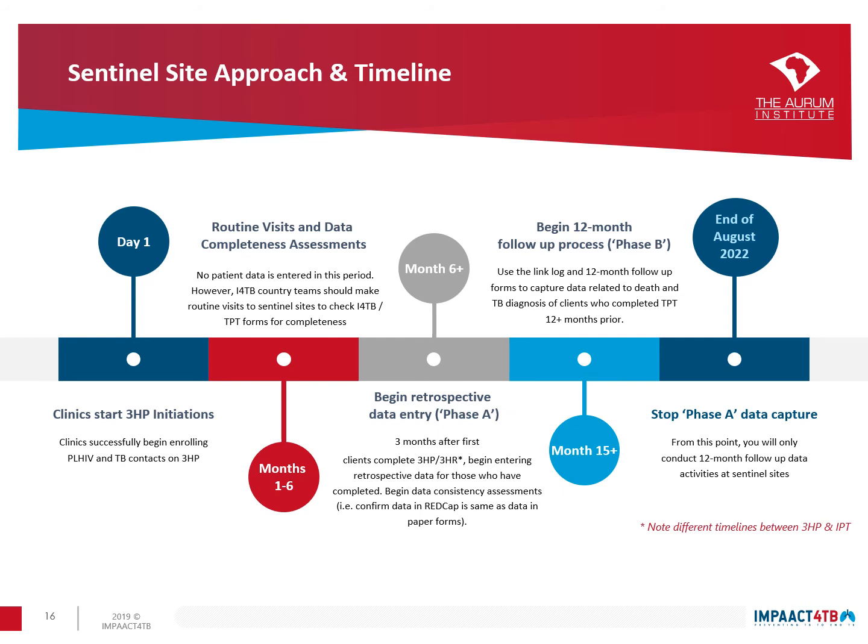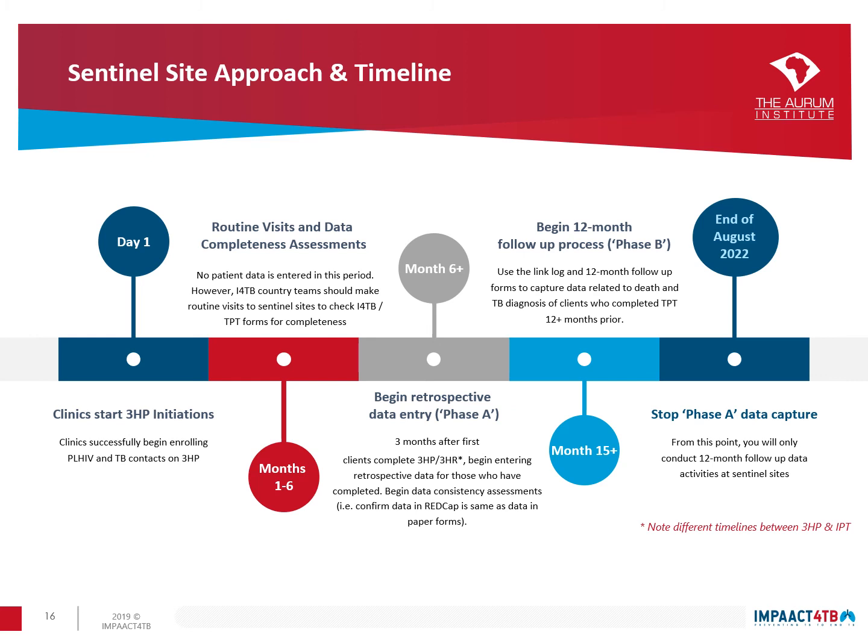This means then that retrospective data analysis or data collection will only begin at month 6. So in between initiation and start of retrospective data entry, we recommend that no data is entered. However, country teams should make routine visits to Sentinel sites to check Impact for TB and TPT forms for completeness. This way, we'll then be able to collect as much data as possible by the time we start 6 months later.